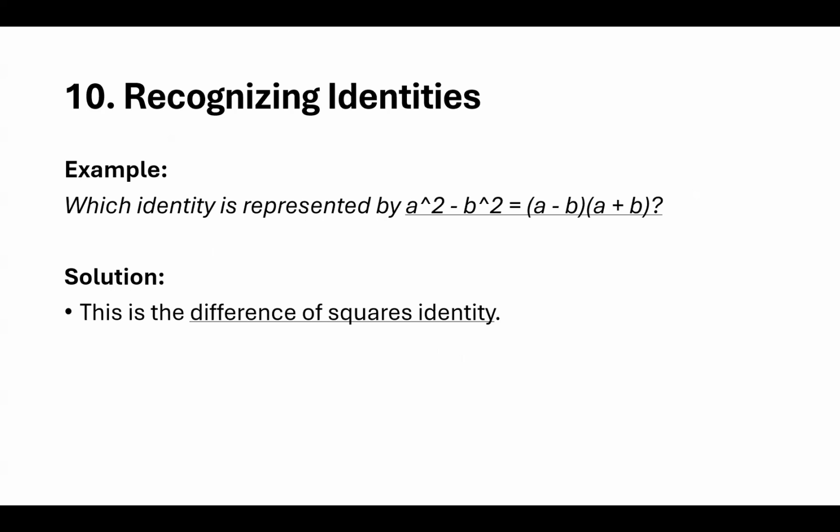The last skill is to recognize the identities. So we need to memorize which identity is represented by a squared minus b squared. That is, it always equals a minus b times a plus b, right? This is called the difference of squares identity, right? So when we are given an expression of a squared minus b squared, we can always rewrite and simplify it as a minus b times a plus b. This is very useful for solving the equivalent equation questions for the official SAT math questions.